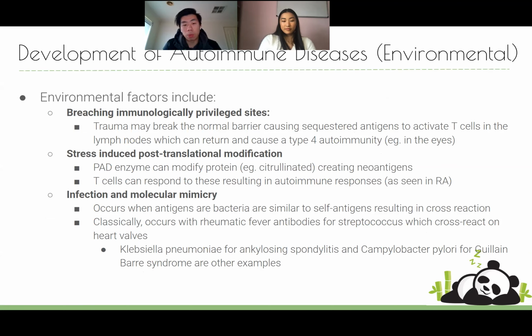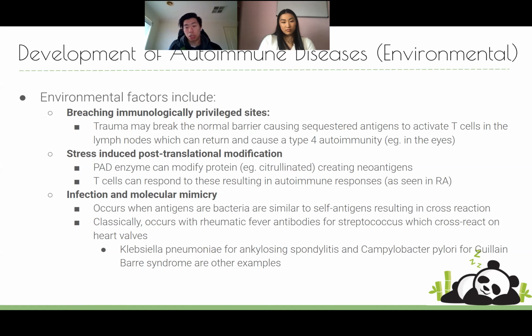So development of autoimmune diseases. There are 3 different ways that happen that aren't genetic. Either you can have breaching of those immunological privilege sites that we were talking about before. So for instance, if you break your barrier to your eyes or to your testes or to other immunological privilege sites, it allows the T cells that were once blocked to get in and cause type 4 autoimmunity. You can get stress-induced post-translational modifications, causing proteins to become citrullinated or create neoantigens. This is what happens in RA, and you can think about it similarly to what happens with poison ivy. Basically, just tag something on and then cause an immune reaction.